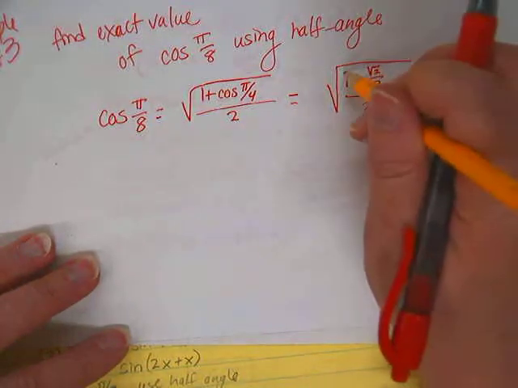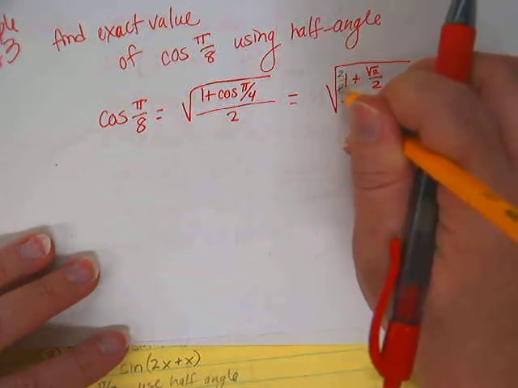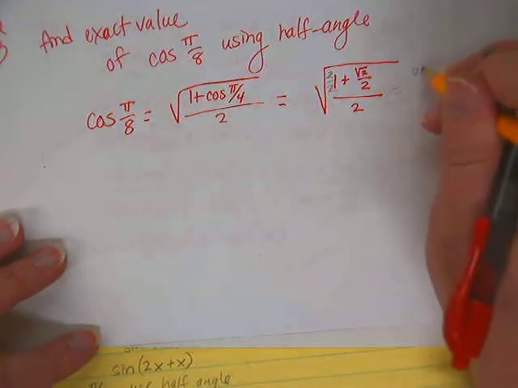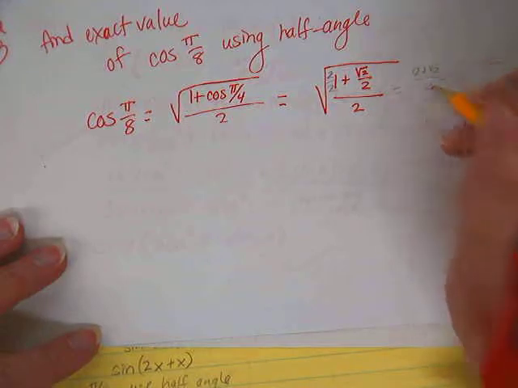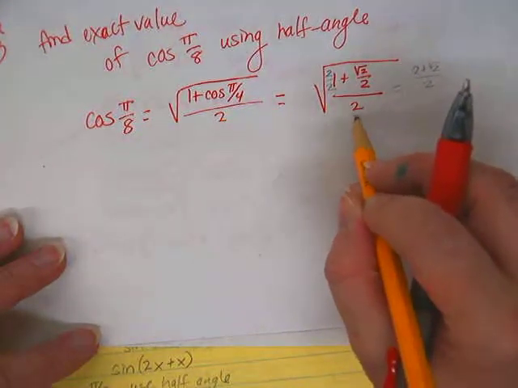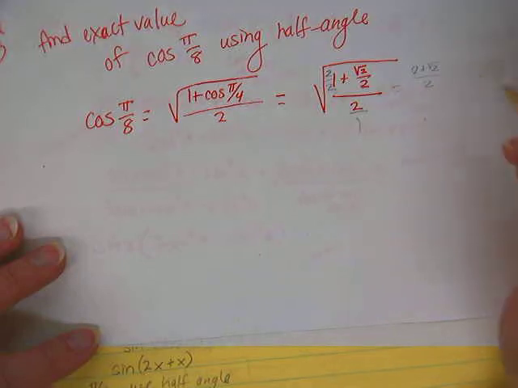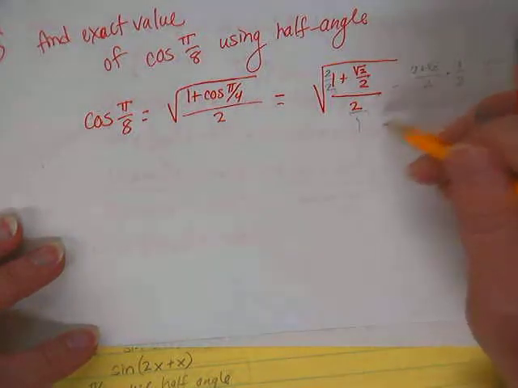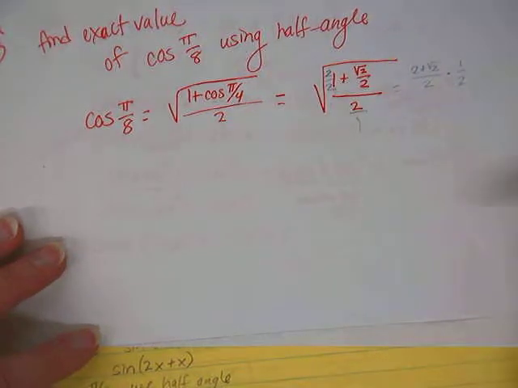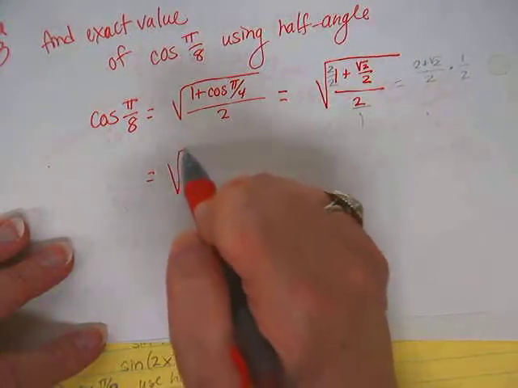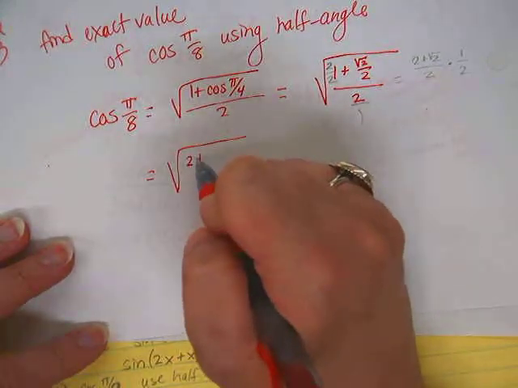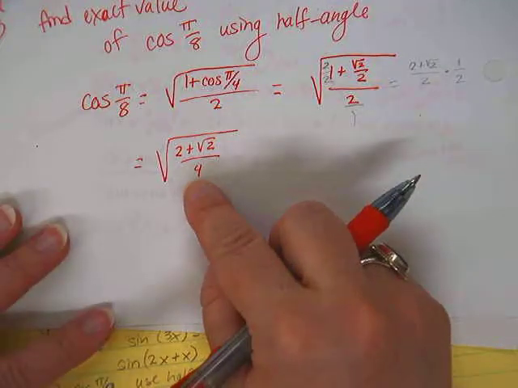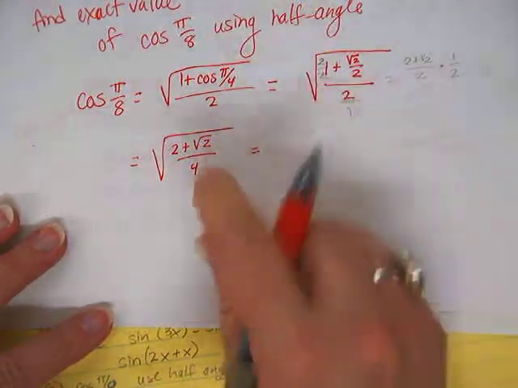So what do we have to do with this? Common denominator. So then we'll have 2 plus square root of 2 over 2 divided by 2. 2 could be rewritten as 2 over 1. So then you copy dot flip the 2 over 1, so you're multiplying by 1/2. So then you have the square root of 2 plus square root of 2 over 4.